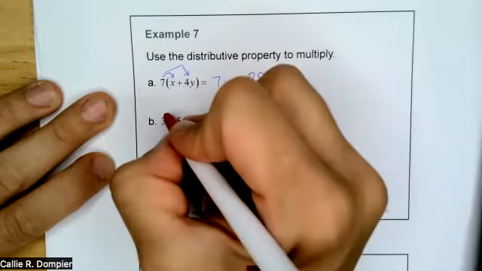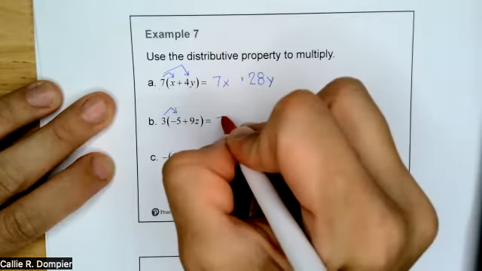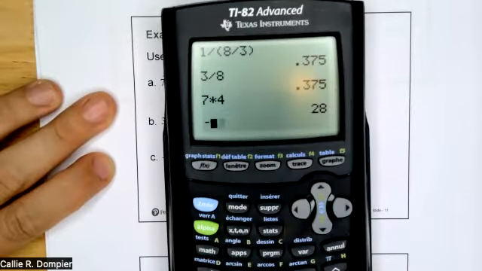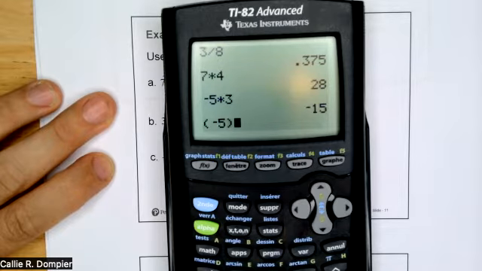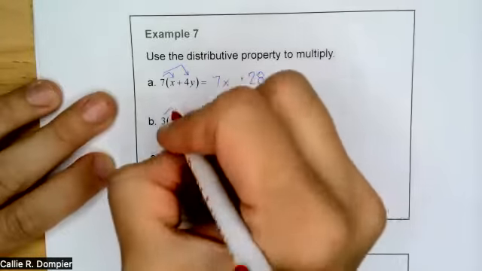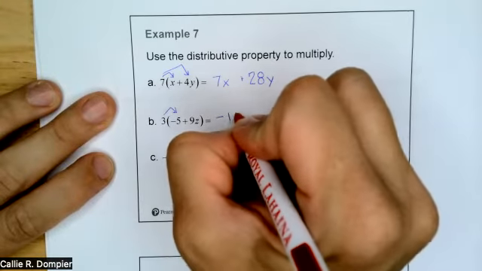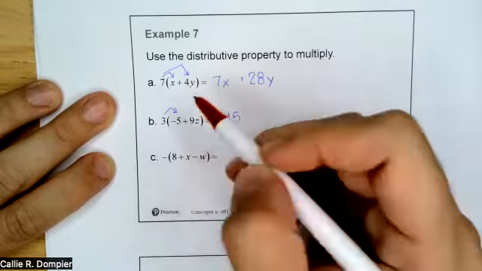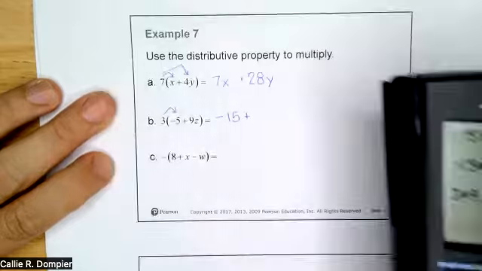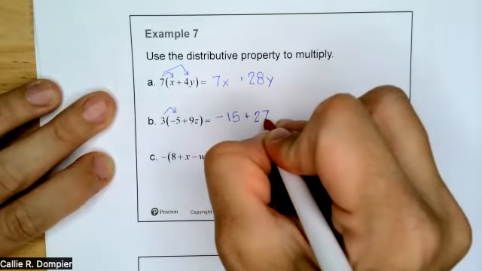Good. Here we're going to multiply 3 with a negative 5. So that is negative, because a negative times a positive is always going to be a negative. Negative 5 times 3. And that doesn't matter if you use parentheses or not. Good. So negative 5 times a positive 3 is a negative 15. Positive times a positive, 3 times 9 is 27. And again, just add the z.